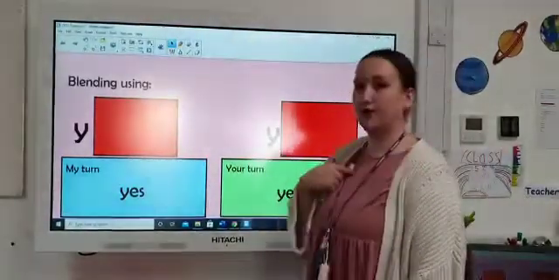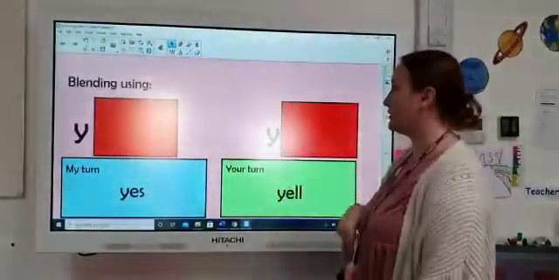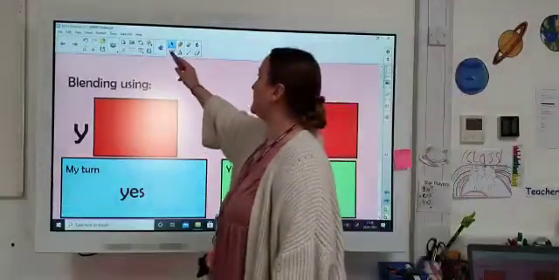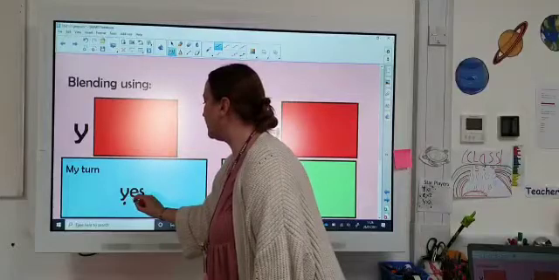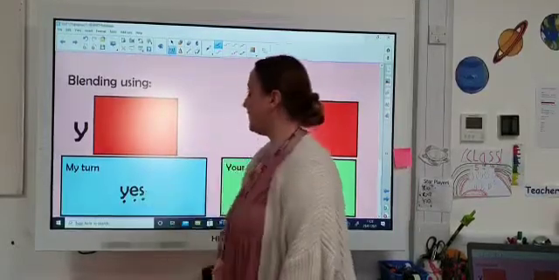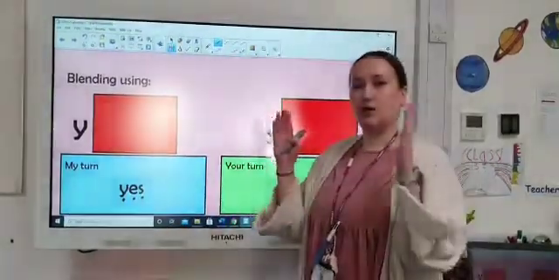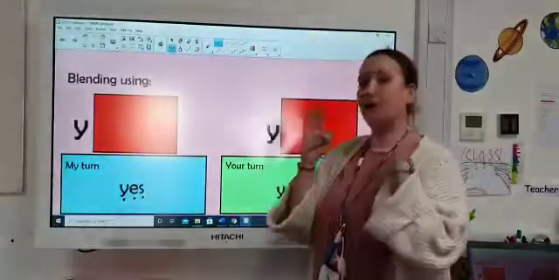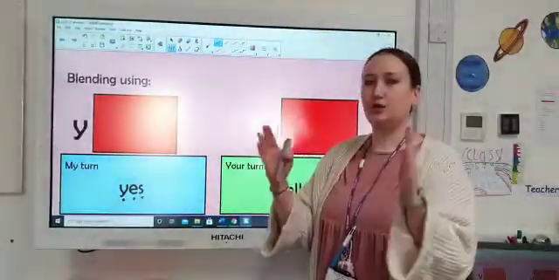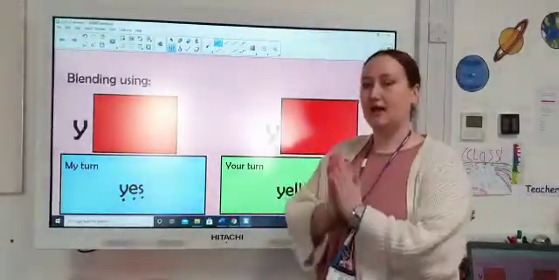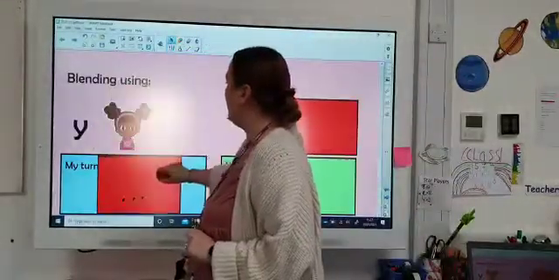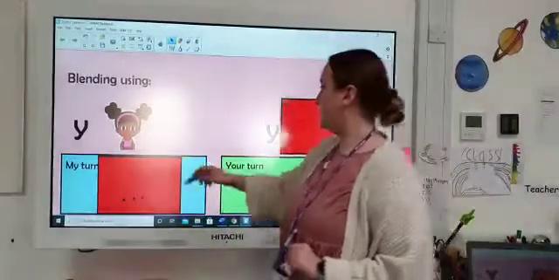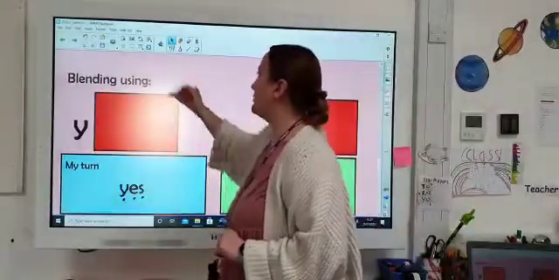Okay, so my turn first, like always, and then it will be your turn. So I'm going to blend this one. So we've got our y. 1, 2, 3 phonemes. We've got y, e, s. Y, e, s, yes. Is that right? Is it yes? Yes, it is. Yes. So now it's your turn.